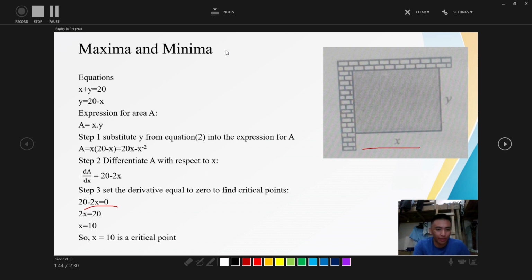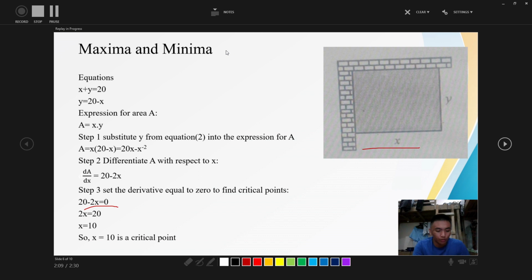So after 2x is equal to 20, x becomes 10. Because step 3 is to set the derivative equal to 0 to find critical points, right? So solving for x, we find x is equal to 10. This is the critical point where the derivative is 0.